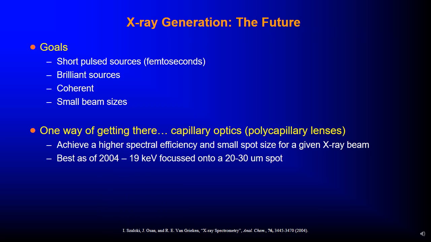So in future, the goals are short pulse sources, brilliant sources, coherent sources, and small beam sizes. One way of getting there is capillary optics, which can achieve a higher spectral efficiency and small spot size for a given X-ray beam.